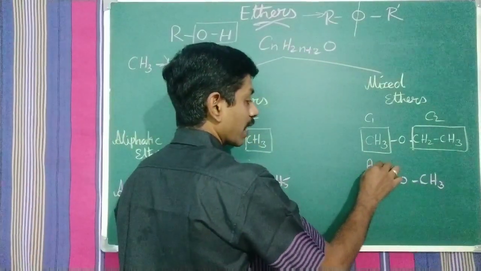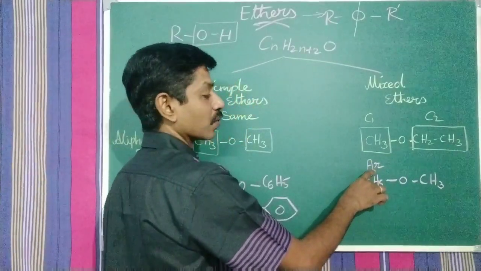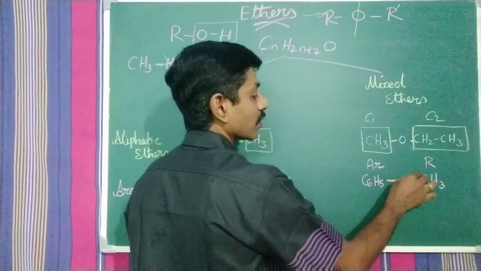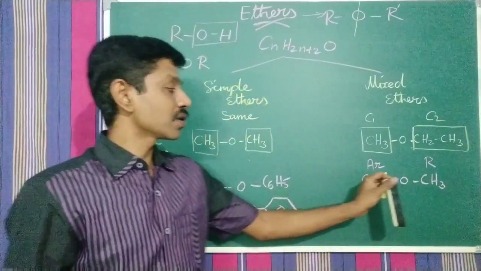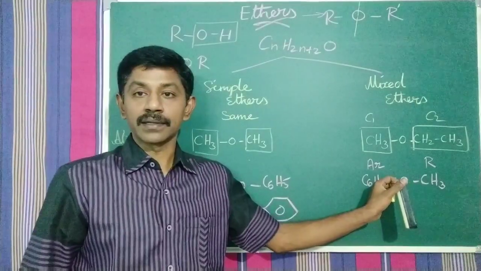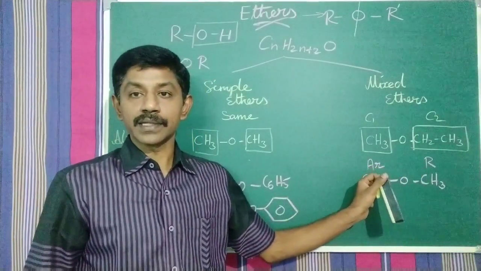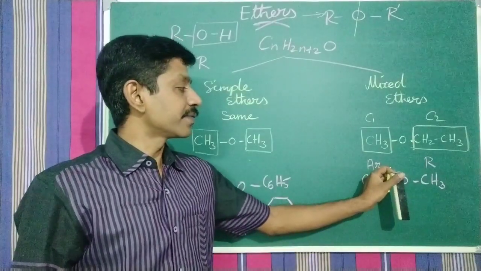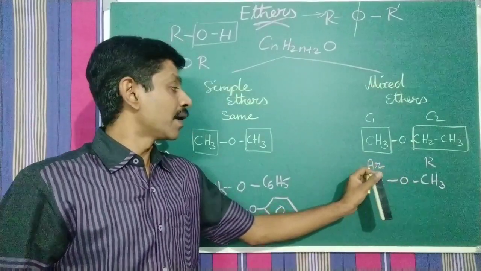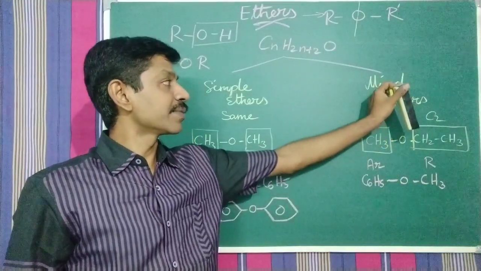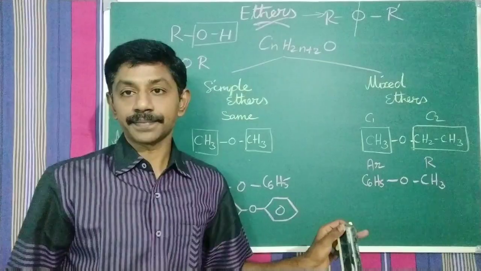One side aromatic, that is an aryl group, and the other side an aliphatic group, and in between they are connected with an oxygen atom. This is also coming under aromatic ether. At least one side should be attached with an aromatic group like a benzene ring, then it is definitely an aromatic ether. But the groups attached on both sides are different. That's why it is coming under the mixed ether category.